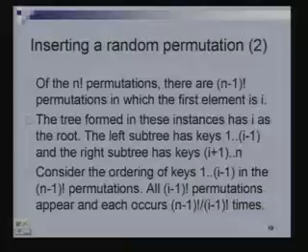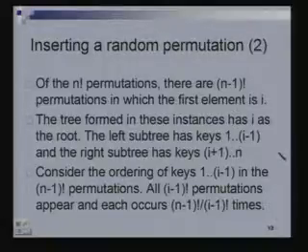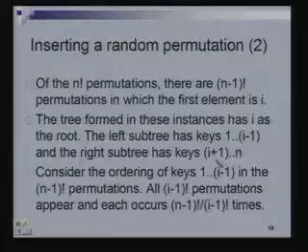So, I am now going to fix a particular element, let us say I, and I am going to look at all permutations in which the element I is the very first element in the permutation. There are n minus 1 factorial such permutations in which I is the first element. In these n minus 1 factorial permutations, the tree that we obtain will have I as the root because it is the very first element, and then the keys 1 through I minus 1 will be in the left subtree of the root, and the keys I plus 1 through n would be in the right subtree of the root.